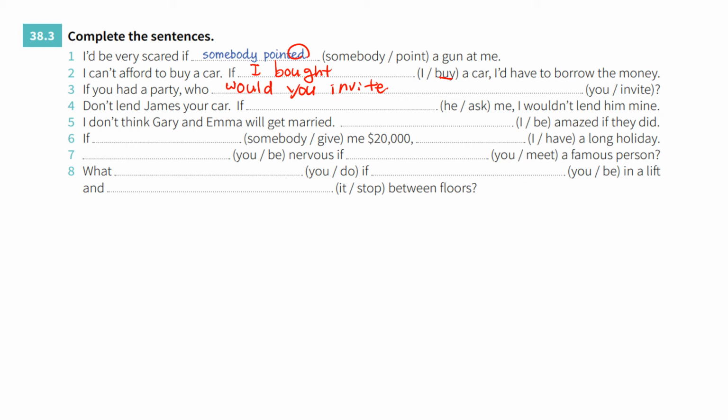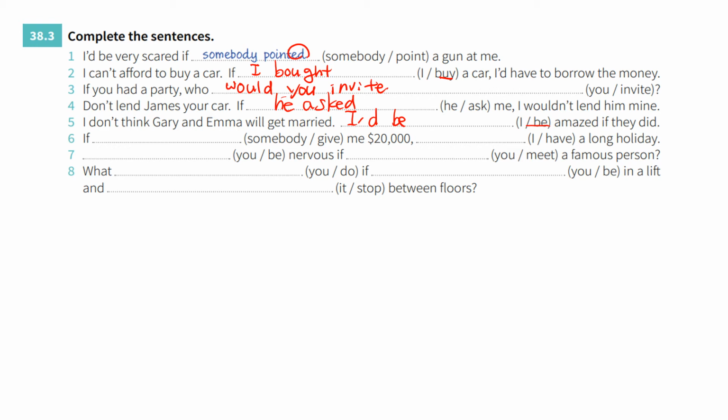Number 4, don't lend James your car. If he asked me, I wouldn't lend him mine. Number 5, I don't think Gary and Emma will get married. I don't think. So, I would be amazed, or I would be amazed if they did.